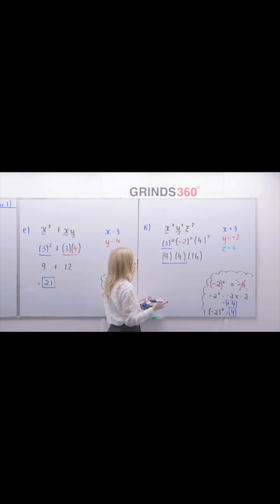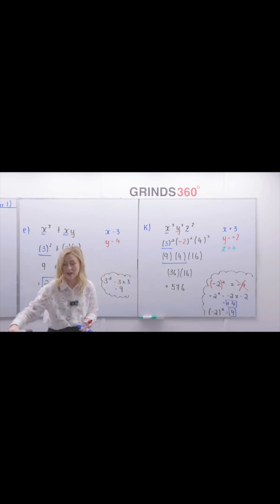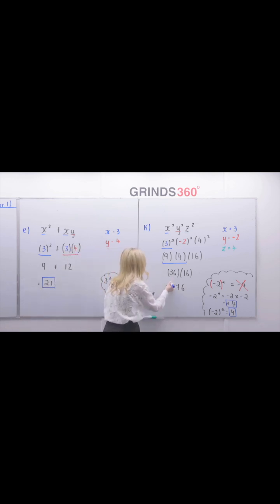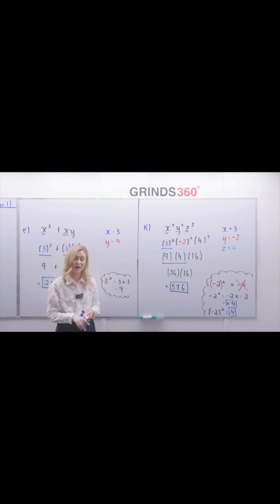9 times 4, 9, 18, 27, 36 is going to leave me with 36. And finally, bring down my 16, we have 36 times 16. 36 times 16 is going to give me 576. Had to grab my calculator to check that. So there, 576 is my answer, marking it off for our examiners.